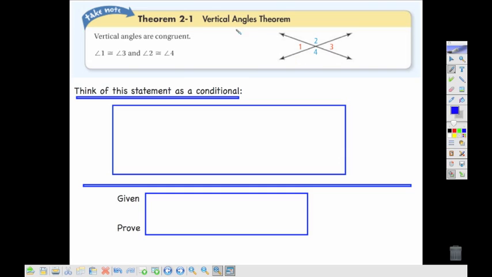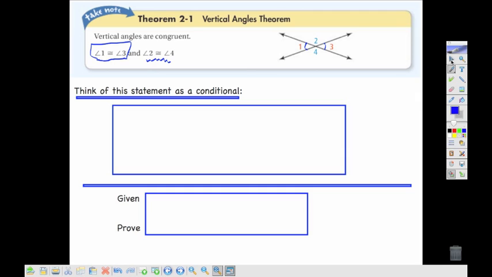So starting out is the vertical angle theorem. This should already be familiar. We've already noticed this pattern before. Basically, it's saying that the angles across from each other, here 1 and 3, are congruent. And we can also do the same with angles 2 and 4. And we're just going to look on this page at the first two.